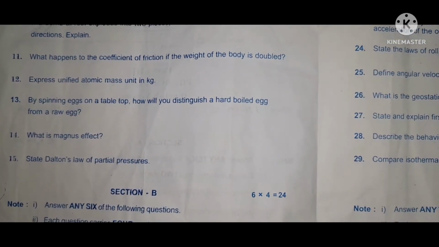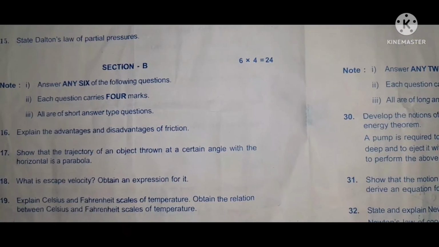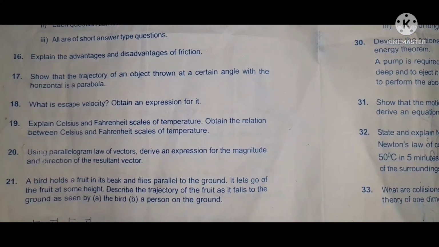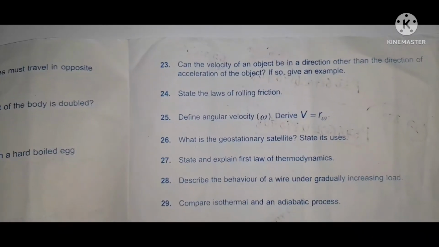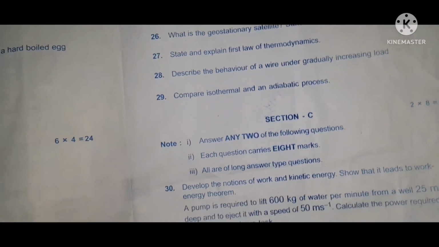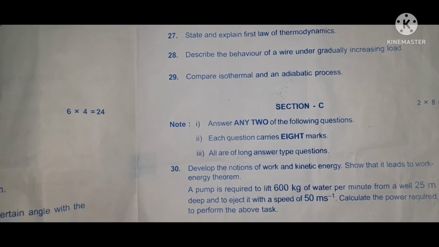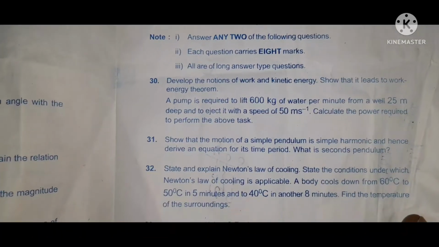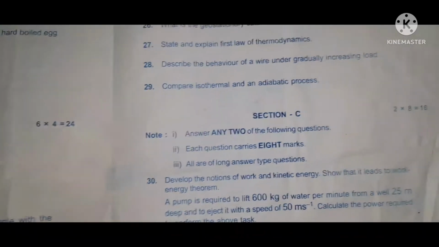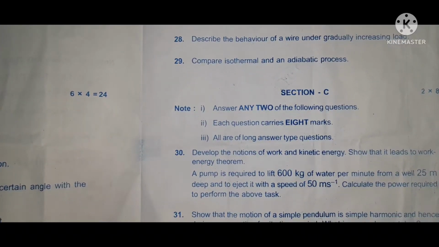be awarded for that Section A, whereas for Section B, a total of 14 short answer questions are given. Among the 14, you have to write only 6, that is 6 into 4, that is 24, and then Section C, which is 8 marks long answer questions. 4 questions of 8 marks will be given here. Out of 4, you have to write only 2, 2 into 8, 16. So in total it will be 20 plus 24 plus 16, that is a 60 marks question paper.